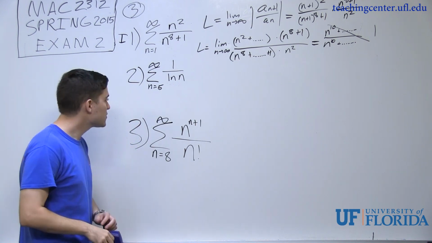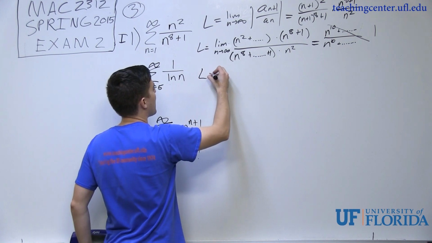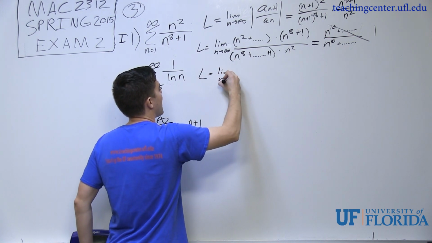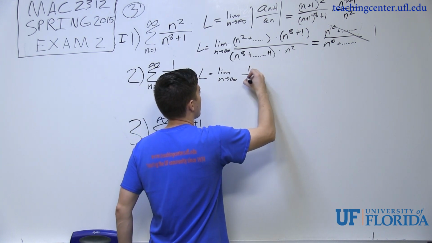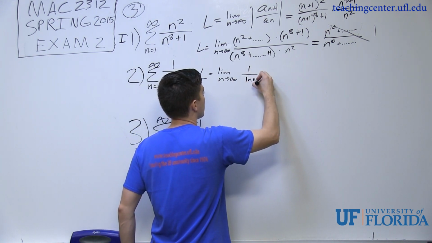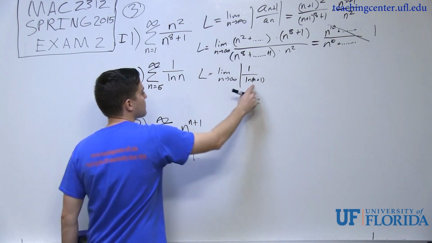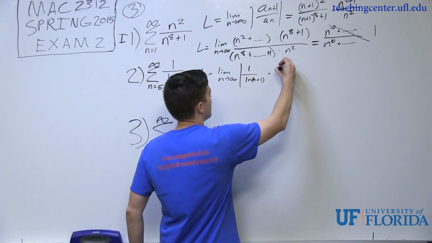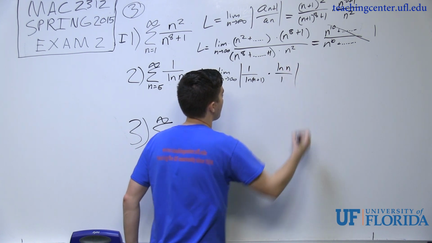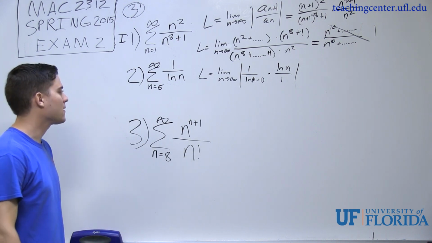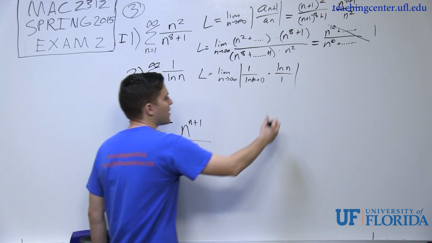Number 2, we have 1 over natural log of n. Okay, if I apply the ratio test to it, as n approaches infinity, the limit, I have 1 over natural log of n plus 1 for my first term in the absolute value bars, times natural log of n over 1. Okay, cool.